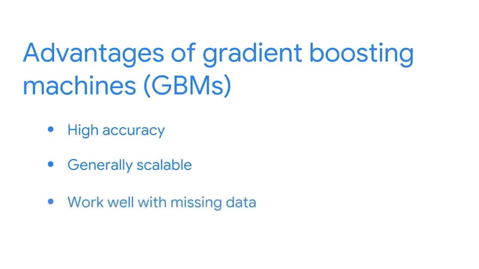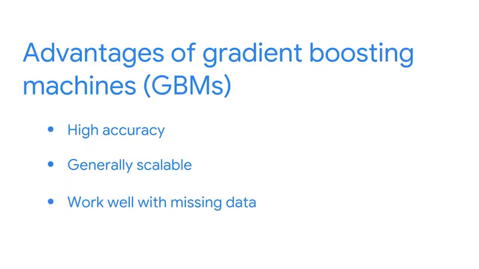GBMs also work well with missing data. The fact that a value is missing is viewed as valuable information. So GBMs treat missing values just like any other value when determining how to split a feature. This makes gradient boosting relatively easy to use with messy data. Also, because they're tree-based, GBMs don't require the data to be scaled, and they can handle outliers easily.